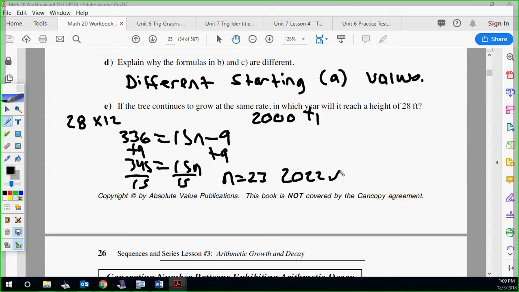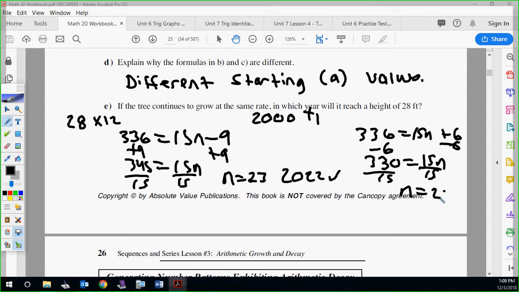Okay, so I'll just do it real quick. You don't have to write this one if you don't want to. 336 equals 15n plus 6, minus 6, minus 6. You get n equals 22. So for hers, that is 22 years from 2000. So hers is a little bit more direct, in that you don't have to worry about any plus 1 or minus 1. Okay, all right, so it's all about knowing the years.